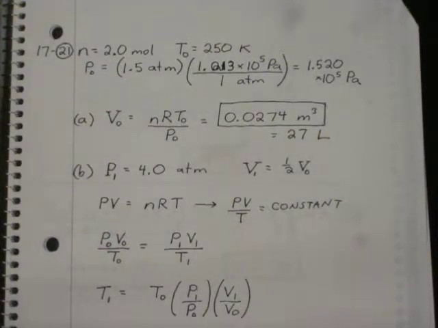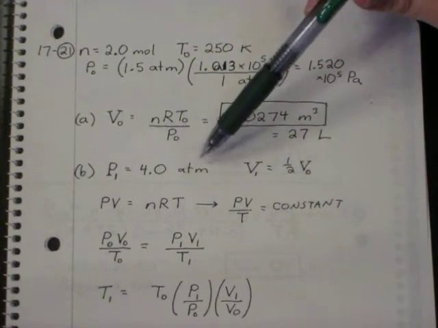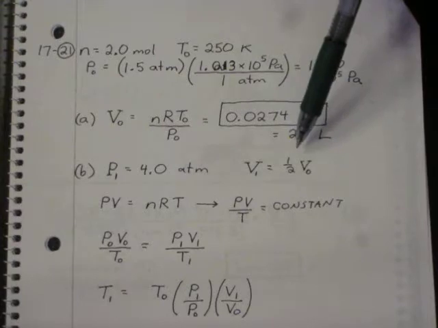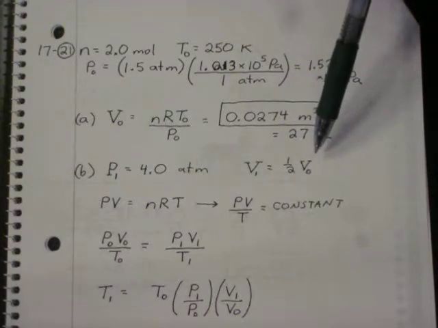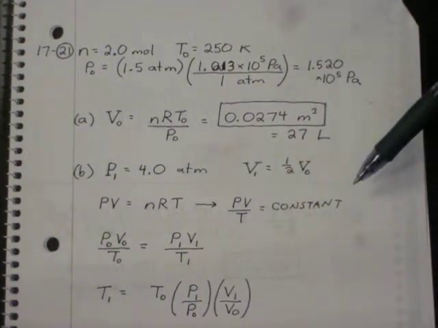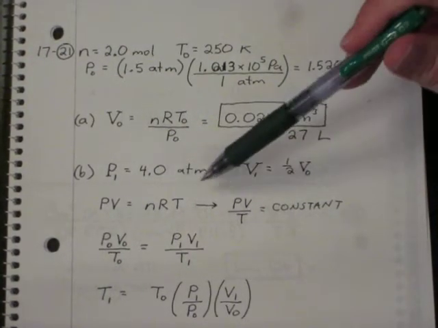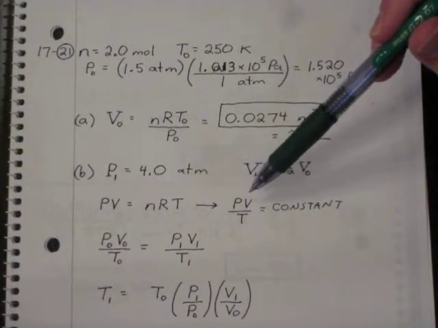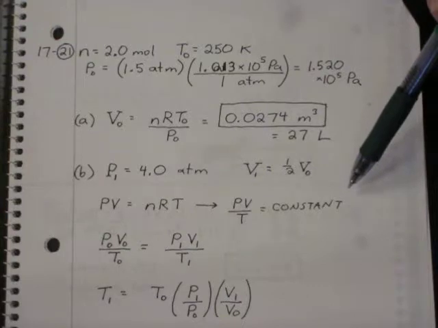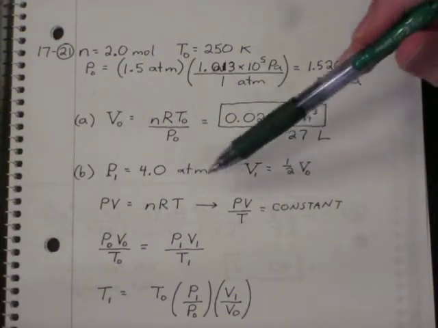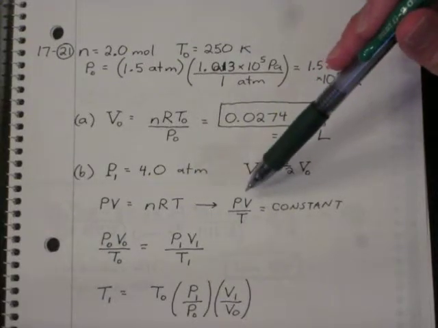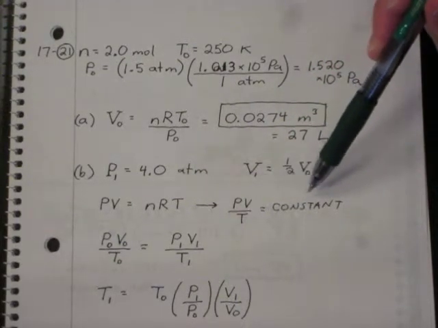Question B says the pressure changes to 4 atmospheres, so I'm calling this P1, 4 atmospheres. V1 is 1/2 the volume. And I've solved it this way, a technique that I've taught in class. If we start with PV equals nRT, let's put everything to the left of the equation that is changing and everything to the right that's constant. So PV, we'll divide both sides by T. We have PV over T equals nR, or we'll just say PV over T equals constant.